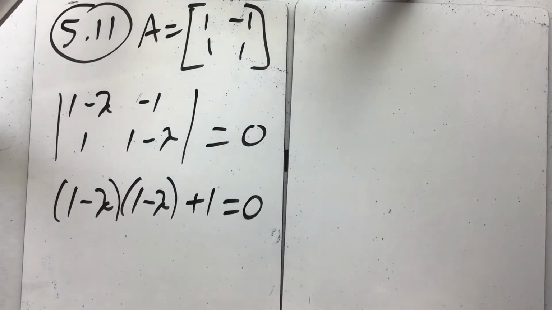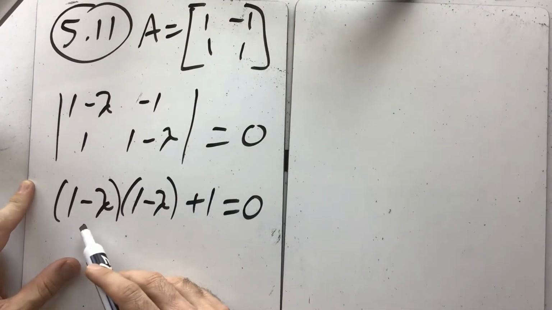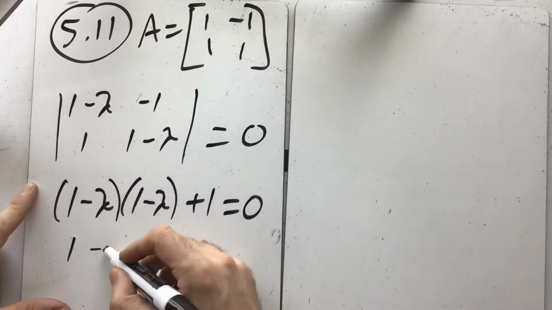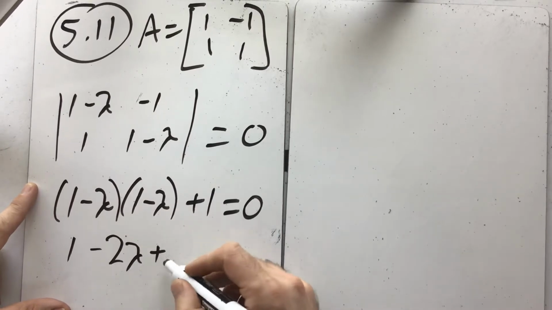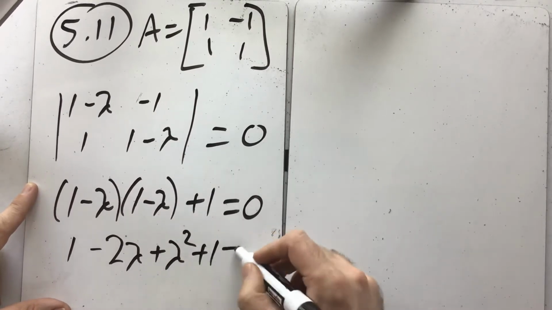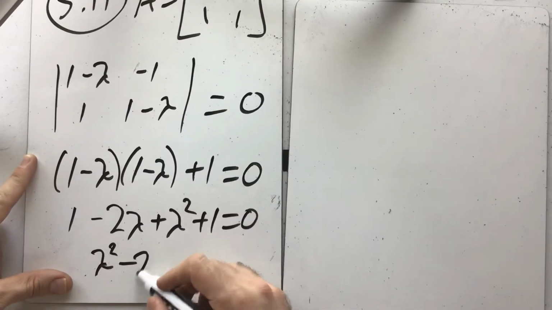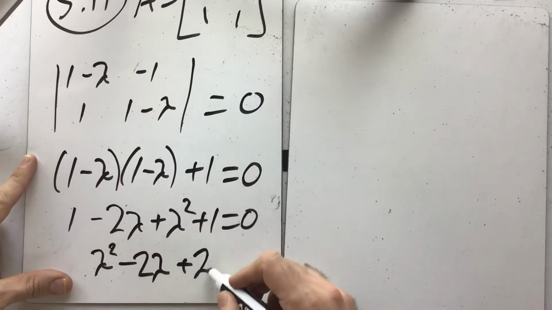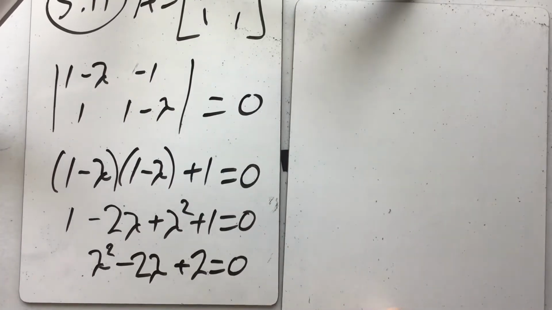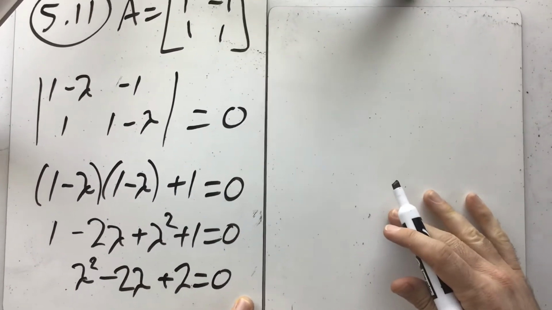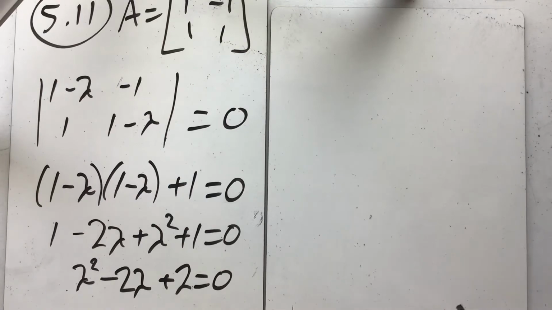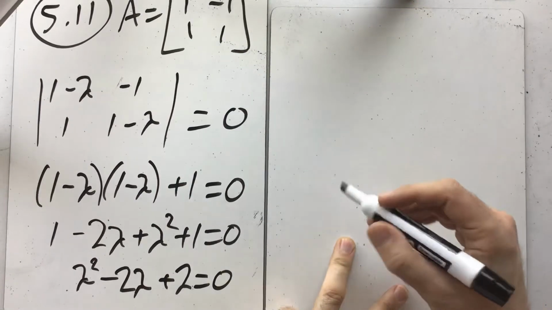I could keep going. Yeah, let's go ahead and keep going, and we can see how this is going to work out. So this will give us 1 minus 2 lambda plus lambda squared plus 1 equals 0. And so we've got lambda squared minus 2 lambda plus 2 equals 0. Okay, you try to factor this, and you fail repeatedly. So what we're going to do is use the quadratic formula.